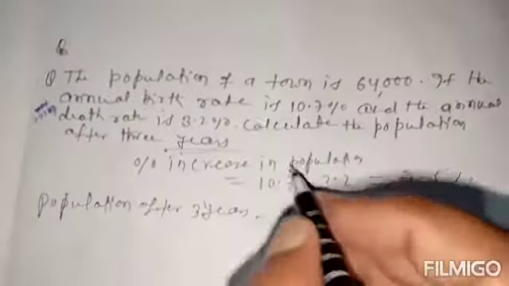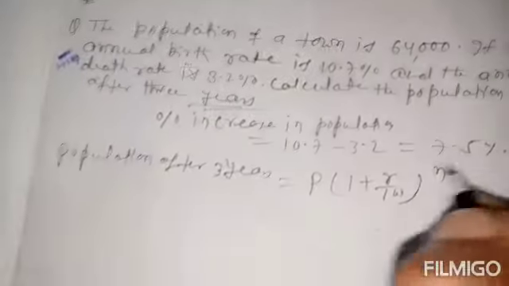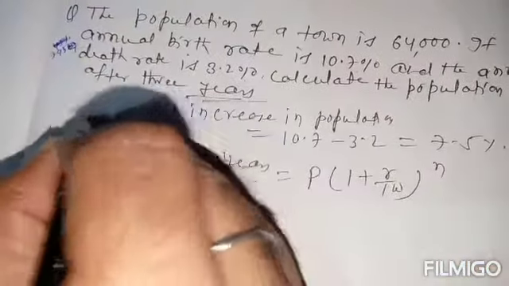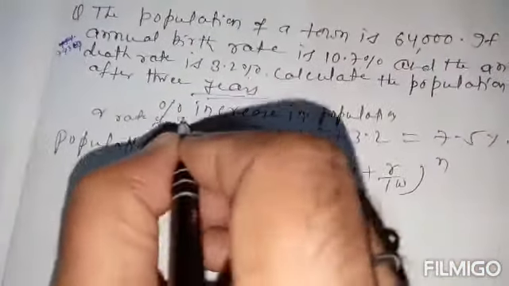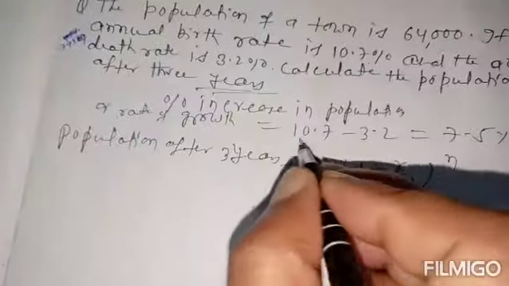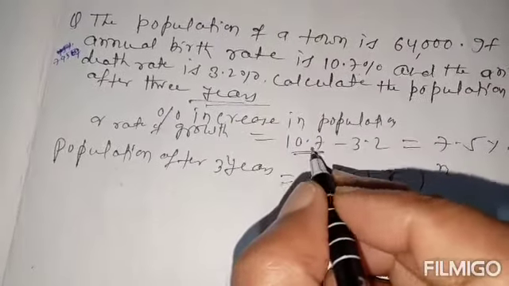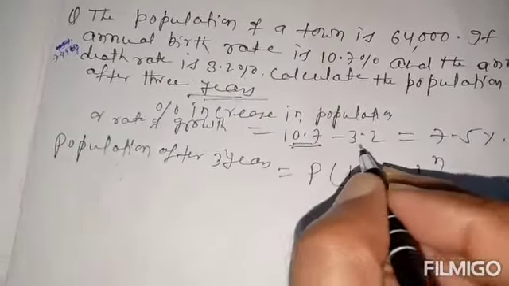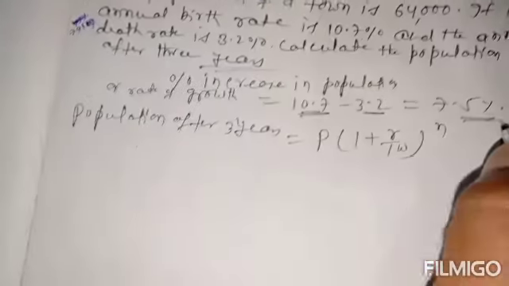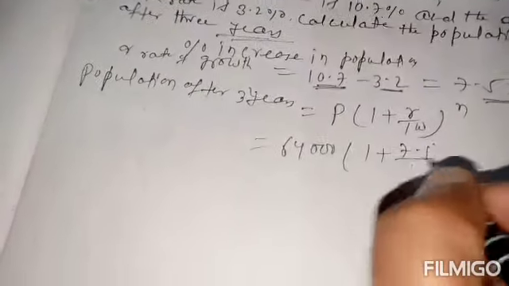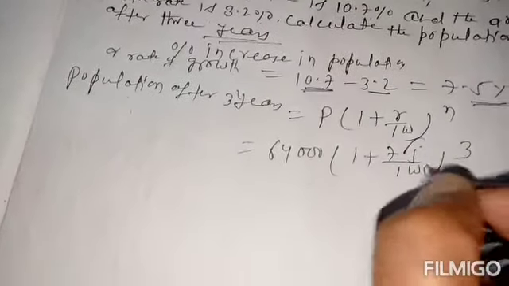Time is 3 years. And the rate of growth is here. Rate of growth means birth rate minus death rate is equal to the rate of growth. So it is equal to the previous population 64,000 times (1 plus 7.5 by 100) to the power time.